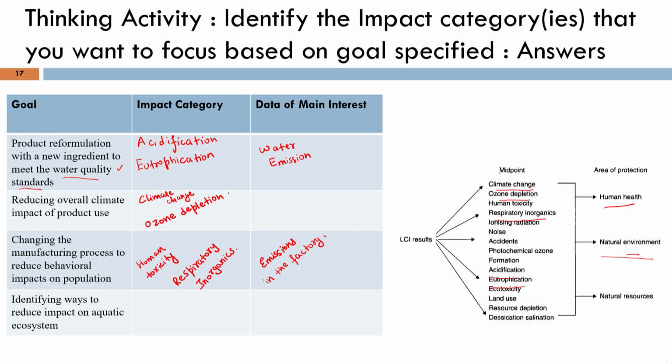The last one is identifying ways to reduce impact on aquatic ecosystem because of a product use or manufacturing. In this case, we are thinking about natural environment protection, and we can again think of ecotoxicity, acidification or eutrophication. Ecotoxicity relates to the impact of emissions onto the aquatic life or marine life. So, we can talk about emissions to the water systems.